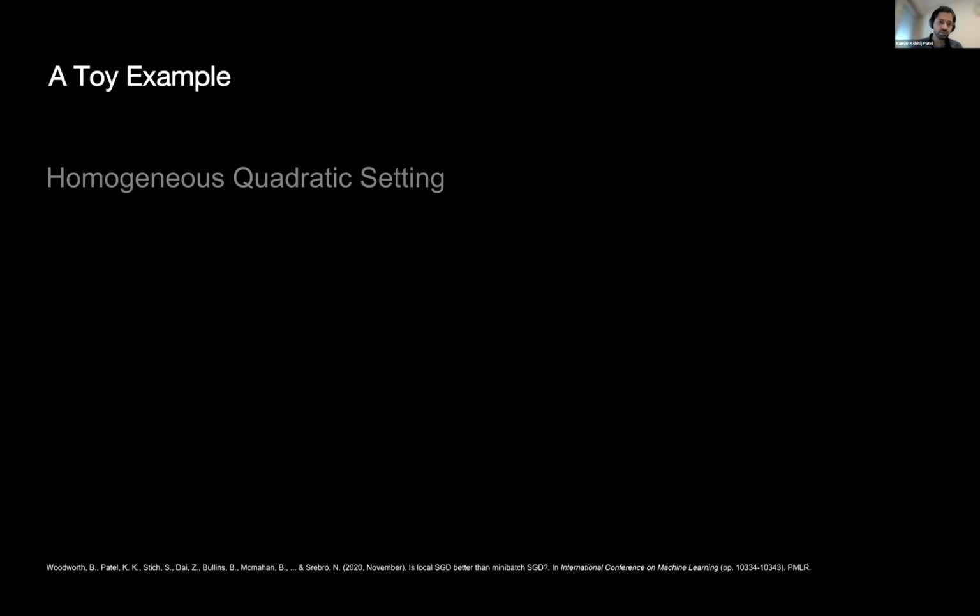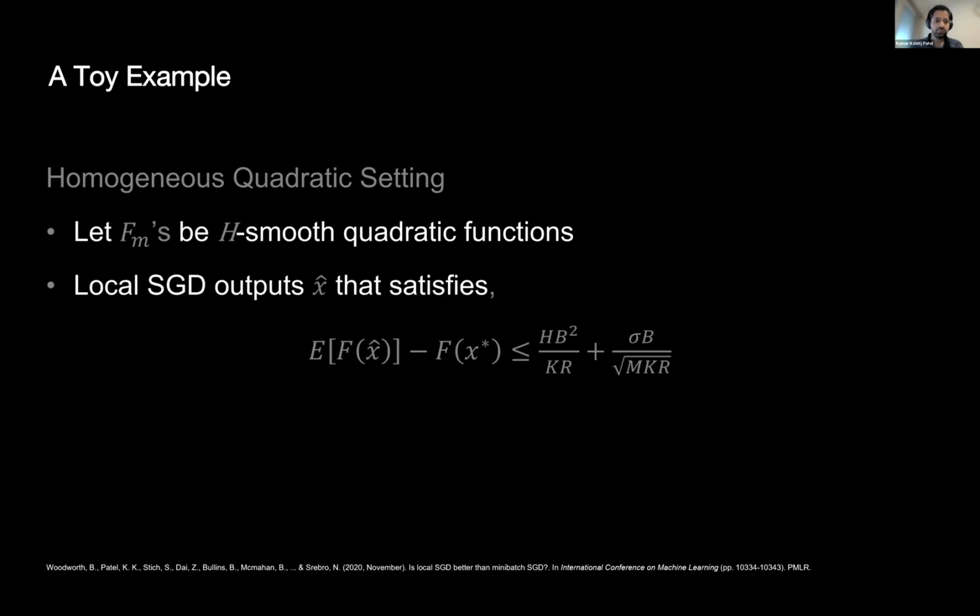So all the distributions across the machines are the same. And we assume that our objective is quadratic. So the F_m are H-smooth quadratic functions. Now, local SGD outputs a point x hat in this setting. So this is an upper bound result.